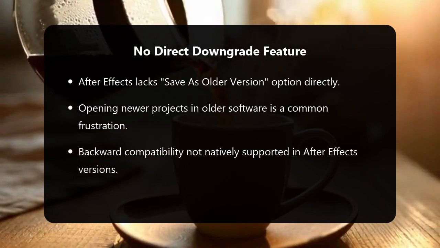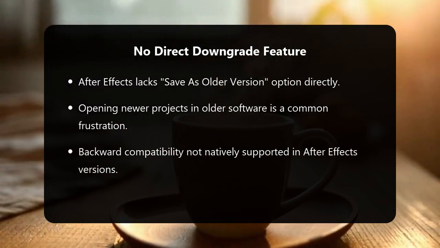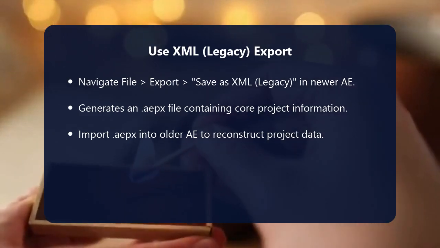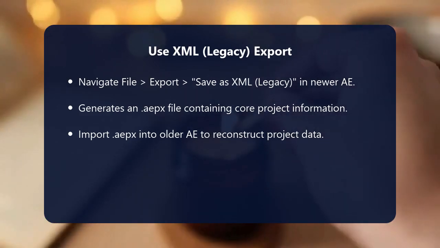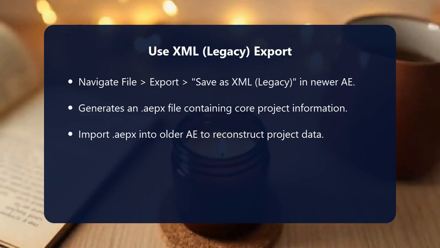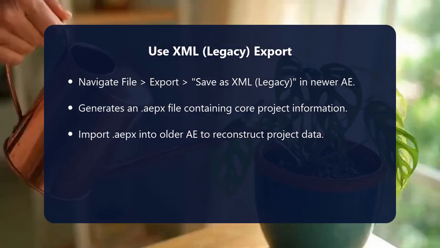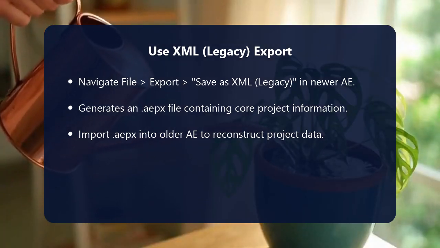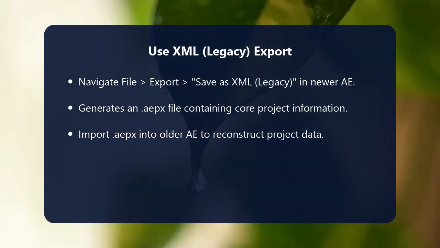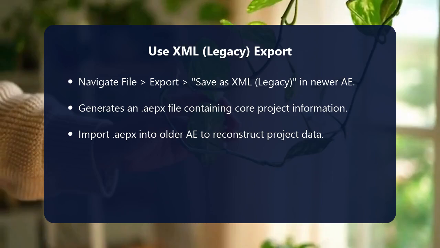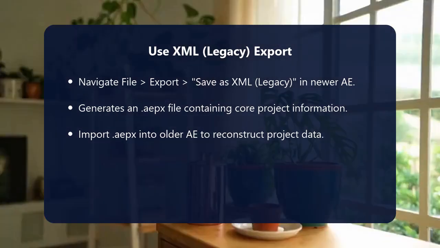This aepx file contains critical project information such as layer order, transform properties, keyframes, basic effects, and overall project structure. Crucially, it does not typically include expressions, third-party plugin data, complex nested compositions with advanced features, or certain newer functionalities that might not exist in the older After Effects version.